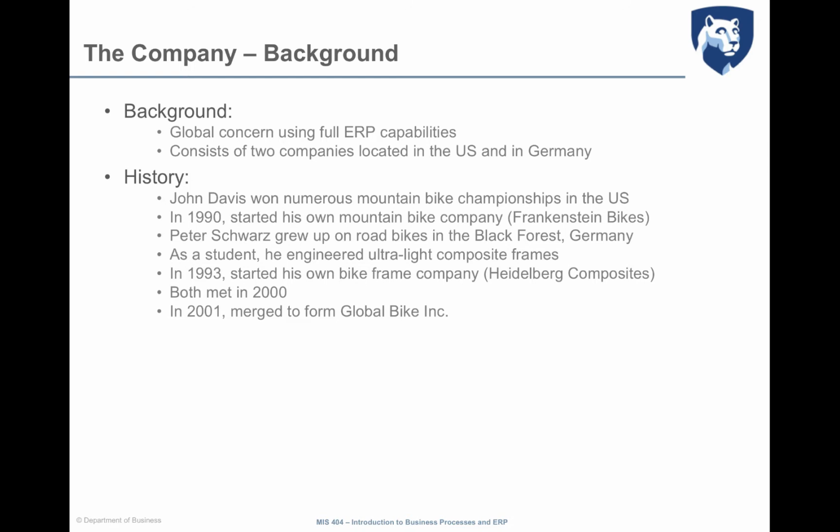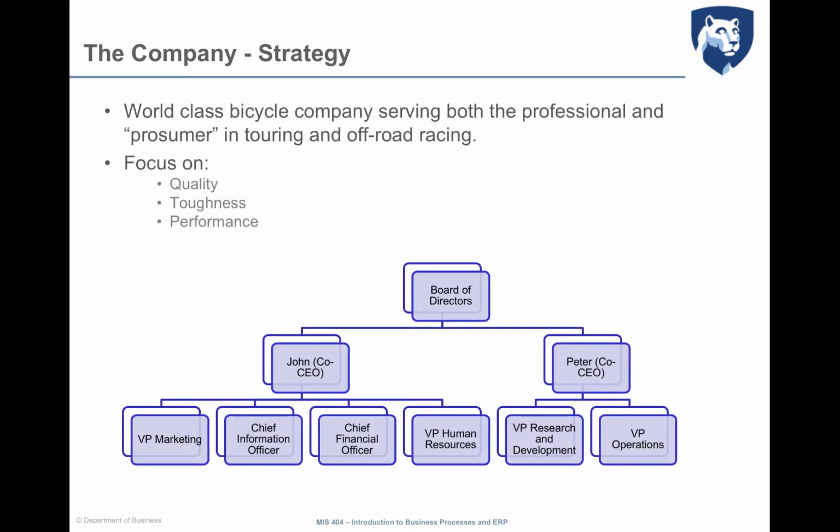Both met in the new millennium and merged their two companies, forming the Global Bike Inc., named GBI for the case. This is today how the organizational chart or resource organization of GBI looks like. I mean, John and Peter are what we call co-CEO. So both have the same role, responsibility, and rights in the company.